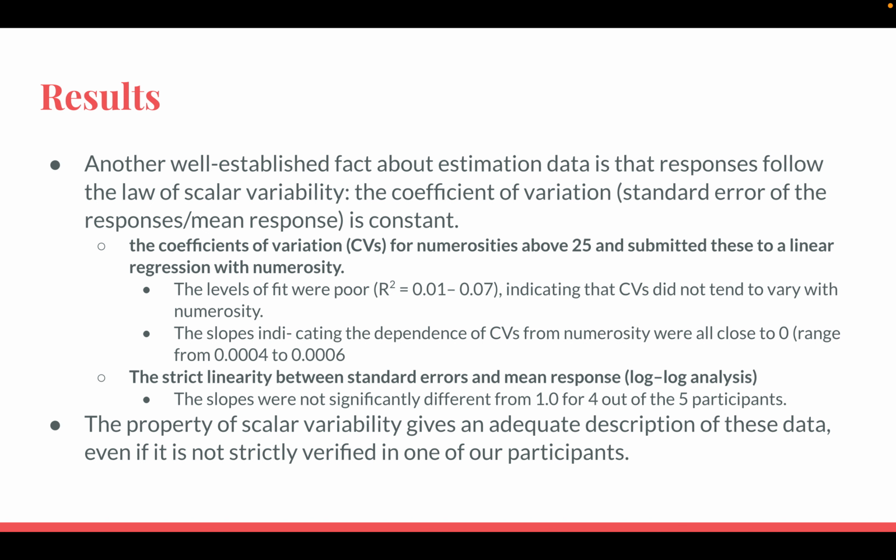While scalar variability is not strictly verified in participant PQ, it still provides an adequate description of this data, since the coefficient of variation did not vary dramatically in this participant. So, in general, the property of scalar variability gives an adequate description of this data, even if it's not strictly verified in one of these participants.